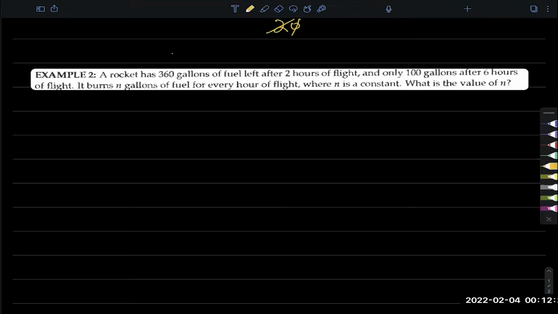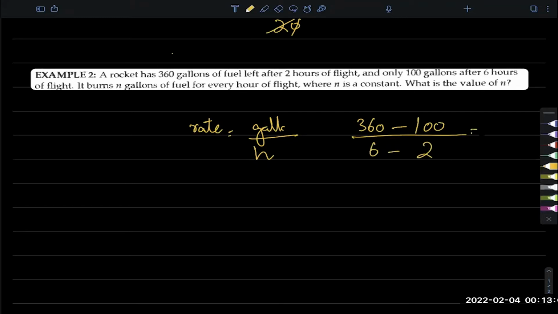Very good, very good. So what you basically did is that we wanted to find the rate, which was going to be gallons of fuel per hour, right? So you figured out how many gallons they used and how much time elapsed during that. So very good, because they used 360 minus 100. So basically they have only 100 left after that. So that's 360 minus 100 gallons that was used, and 6 minus 2, that is the time that was taken. So yeah, 260 over 4, which is, yes, as you said, 65.